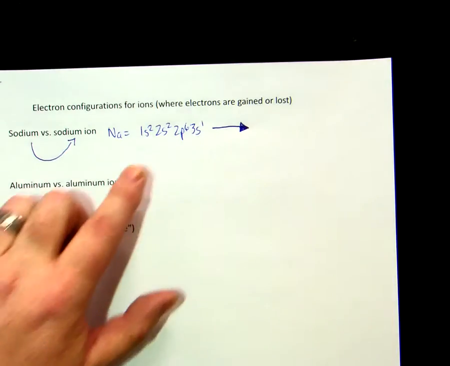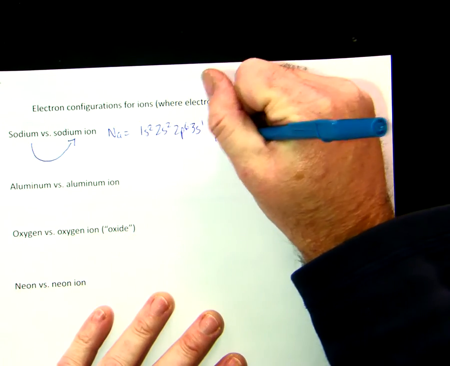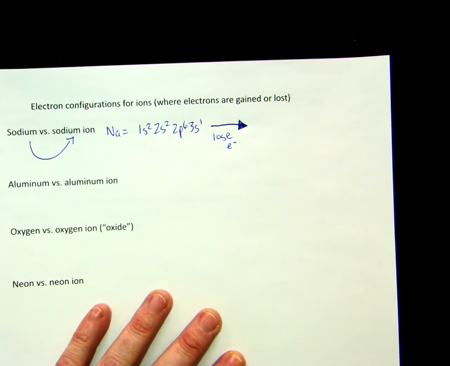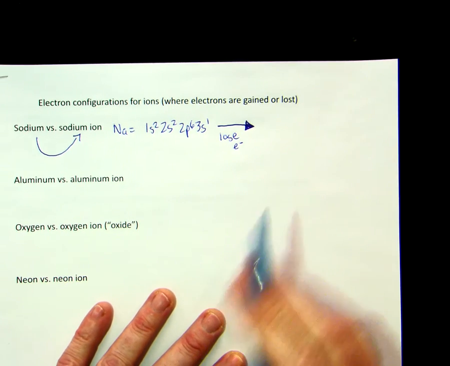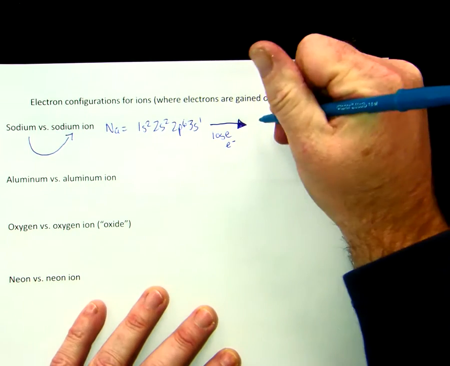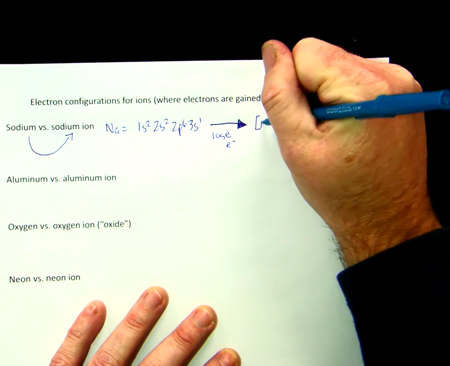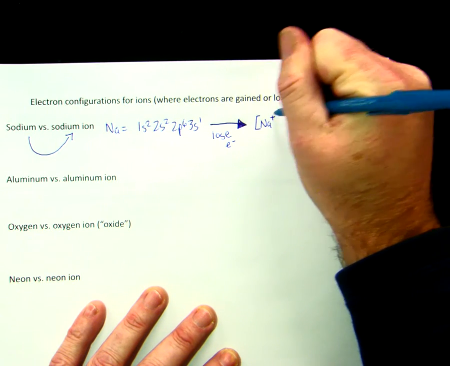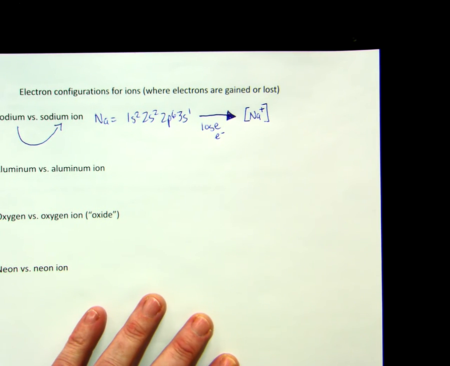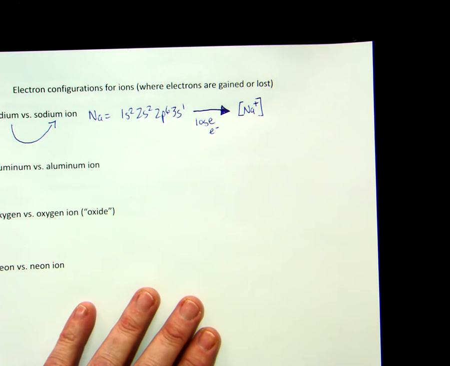So that's the first thing. You don't have to write this if you understand, but I'm just going to acknowledge it's going to lose an electron. Now remember, if you lose a negative charge, that's the same as becoming a positive charge. So when we show sodium as an ion, we have to indicate its charge like that. And I'm putting the brackets around it just to make it stand out a little bit.